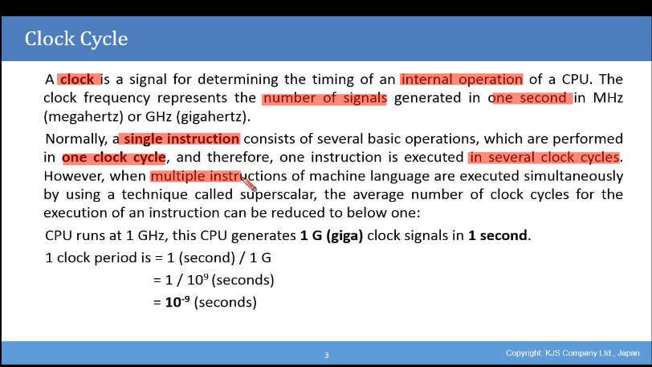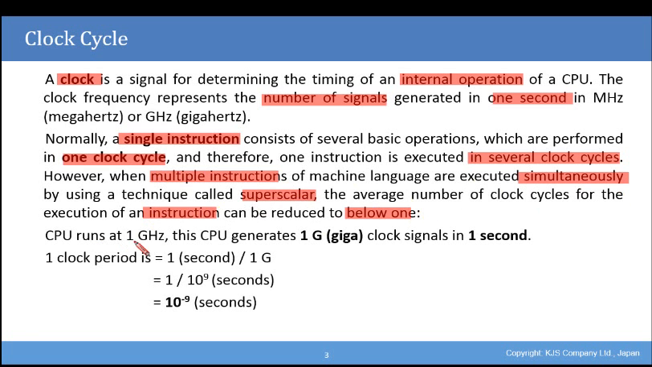However, when multiple instructions of machine language are executed simultaneously by using a technique called superscalar, the average number of clock cycles for the execution of a single instruction can be reduced to below 1.